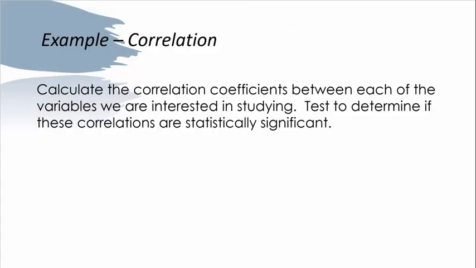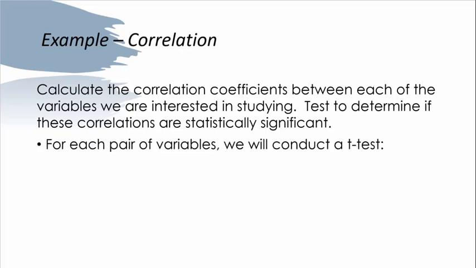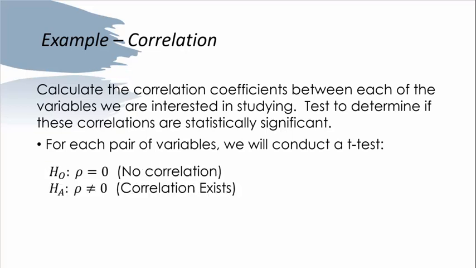So to start with, let's calculate the correlation coefficients between each pair of the variables we're interested in studying. We're also going to test to determine if these correlations are statistically significant. For each pair of variables, then, we will conduct a t-test. The t-test operates in this fashion.